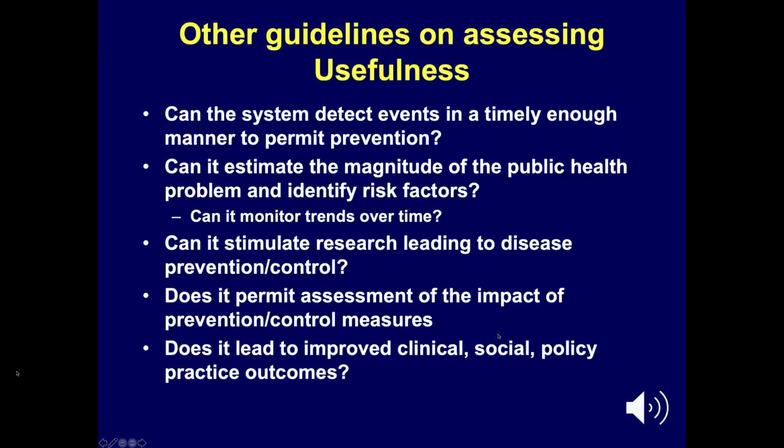Other questions you can ask when assessing the usefulness of a surveillance system: can it detect events in a timely enough manner to permit prevention? Can it estimate the magnitude of the public health problem and identify risk factors? Can it monitor trends over time? Does it stimulate research that leads to disease prevention and control? Does it permit assessment of the impact of prevention and control measures? And does it lead to improved clinical, social, policy, and practice outcomes?